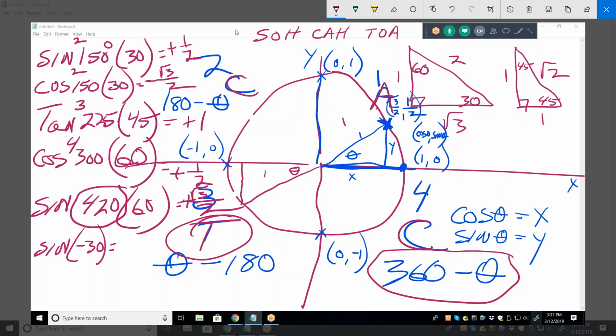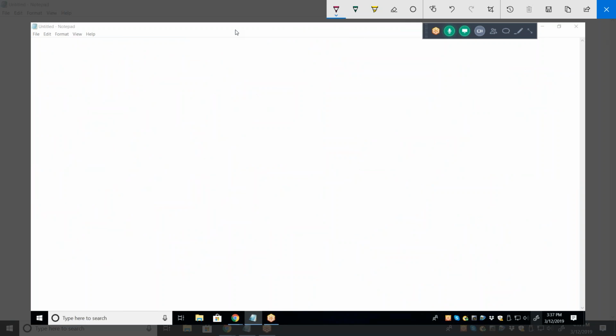Okay. A couple things I'm not sure they've taught you. Let's see. Have you taken a picture of this page? Okay, let me erase it all. Let's talk about odd and even functions.